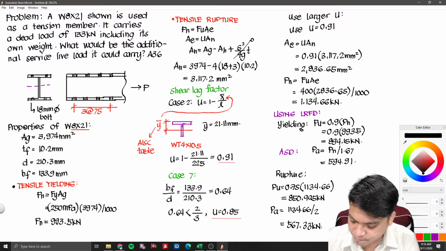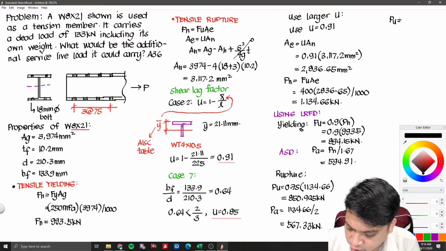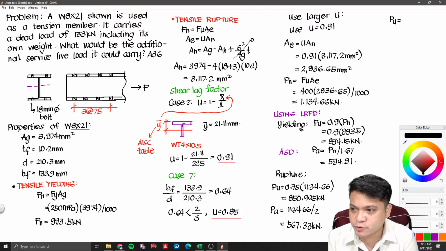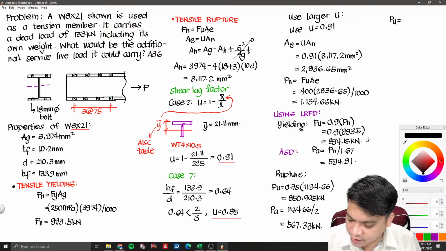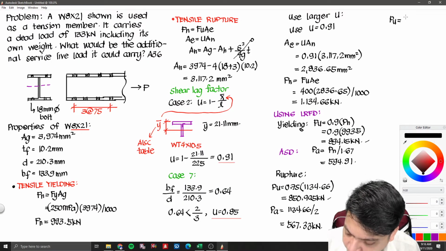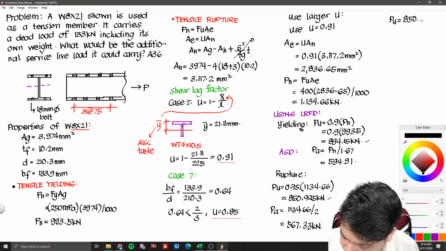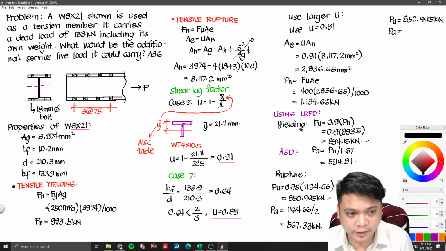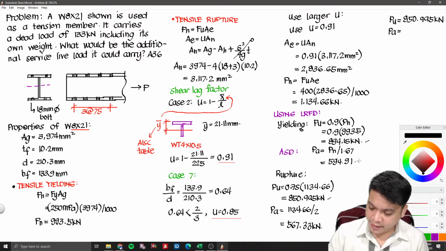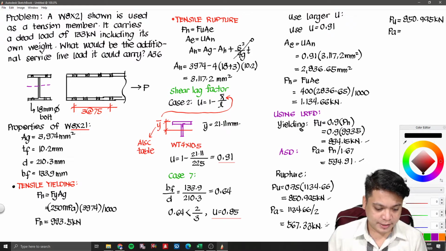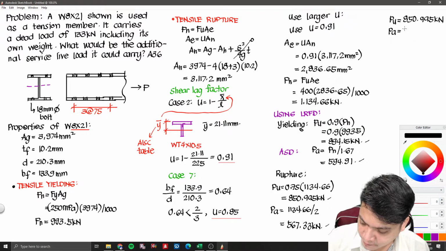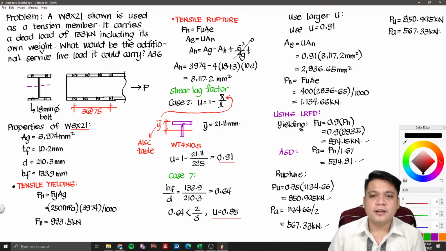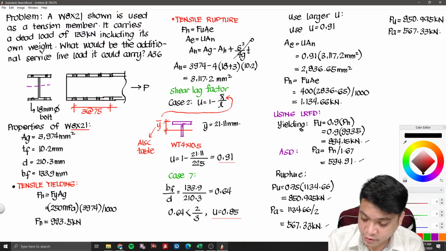Pwede tayo makakuha ng PU. For the ultimate, kukunin natin mas mababa between the yielding and the rupture. Sa yielding natin, meron tayong 894, and sa rupture natin, meron tayong 850. So, kukunin natin 850.995. Then, PA equals to mas mababa sa dalawa, isang 594 at isang 567. So, we will be having 567.33 kilonewton.